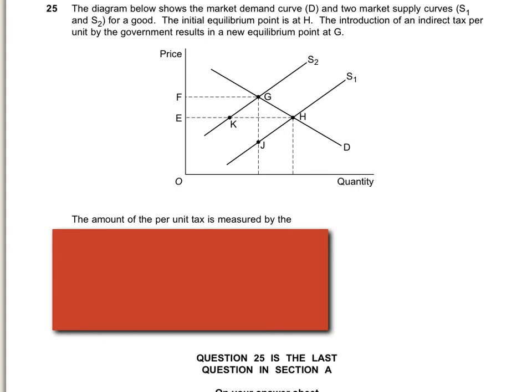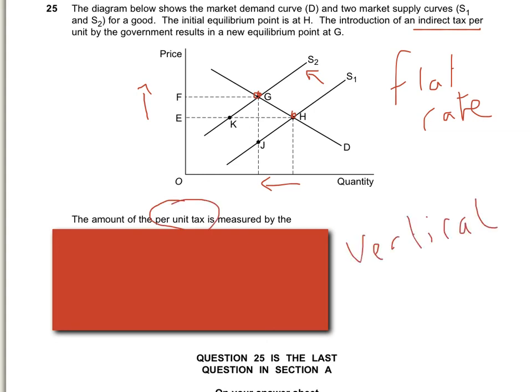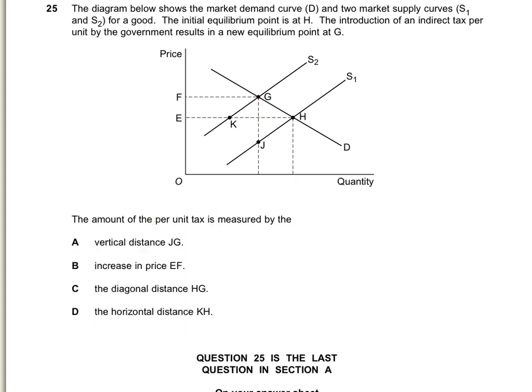Final question, I've covered up the options again. Looking at the scenario, we've got a situation where the original equilibrium, which is H, has been moved to the new equilibrium at G. So there's a leftward shift of supply as a result of a flat rate tax, because it's a parallel shift, shifting the supply curve to the left and therefore increasing the overall price and clearly reducing the quantity available in the market. So the question is asking us about the per unit tax. So if you look back to the similar question earlier in the paper on subsidy, for these questions you're always looking for the vertical distance, so the answer is going to be GJ, answer A.